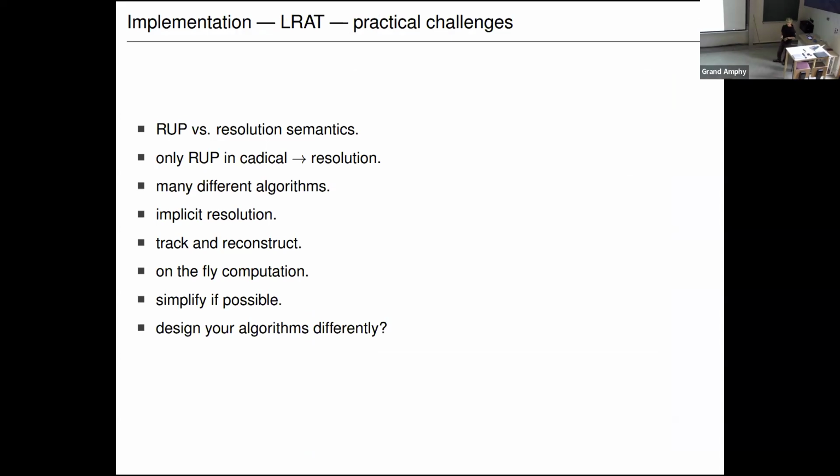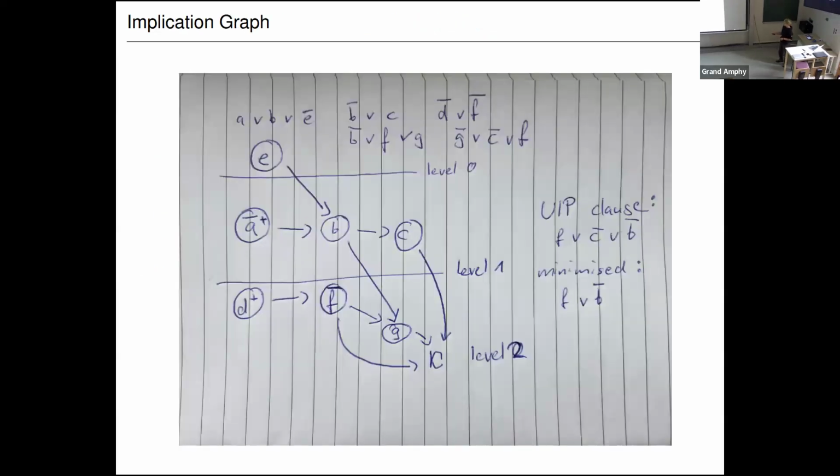Sorry, just one question. When you call it clause minimization, does this also include shrinking? Yes. Here I don't really differentiate between the two, because the approach in any case is you look at the final clause and then you compute the difference. So it doesn't matter which algorithm you use to compute this, as long as it follows from the implication graph, which it should, right?